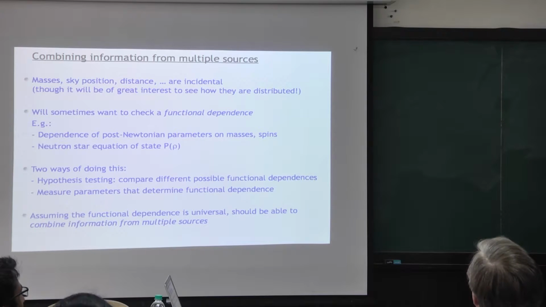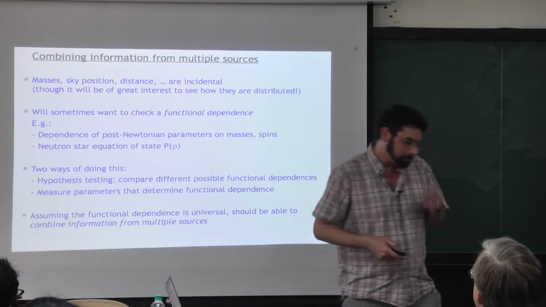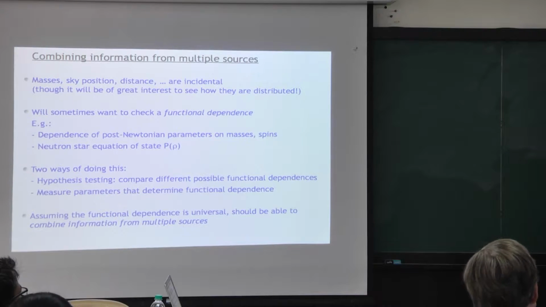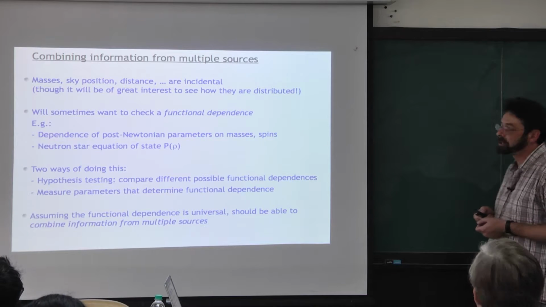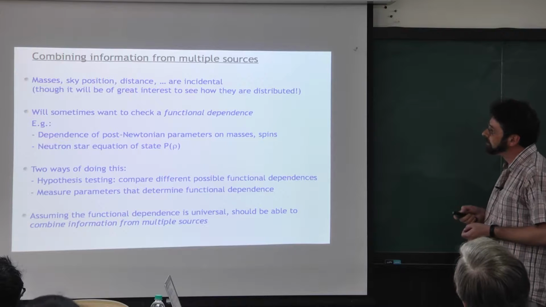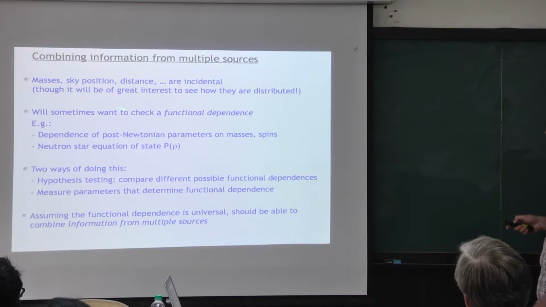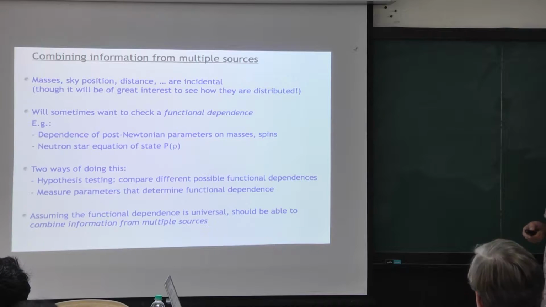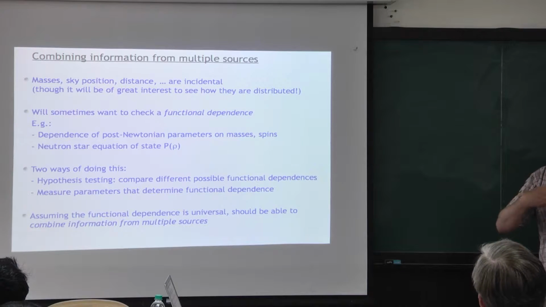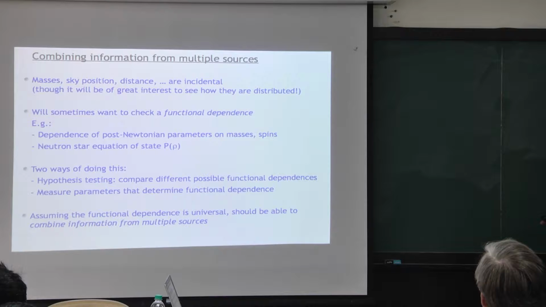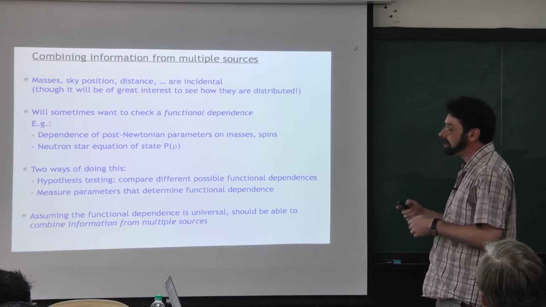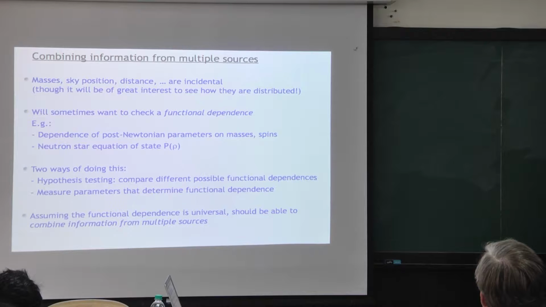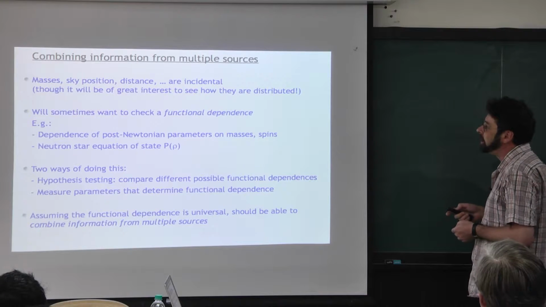Okay. So this is parameter estimation for a single source, but in getting all sorts of scientific results, you'll typically want to combine information from multiple sources. Now, a problem is then that masses, sky position, distance, and so forth are incidental, by which I mean that each time we find a signal, nature will have thrown a different set of masses and distances and so on at us. But of course, it will be of great interest to see, for instance, how binary black hole masses are distributed, because maybe that can give some insight into the formation mechanisms of black hole binaries.